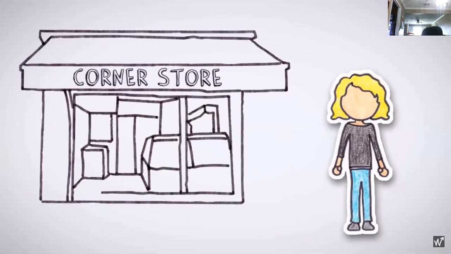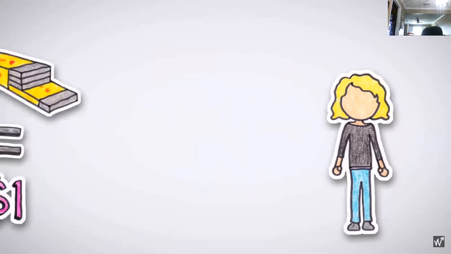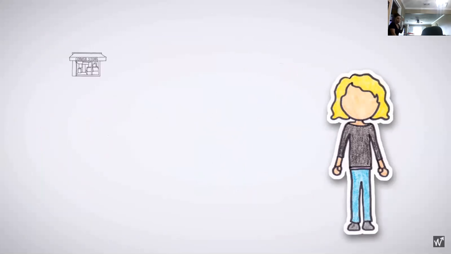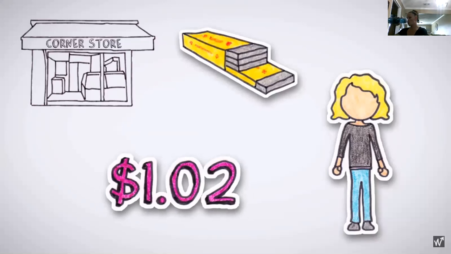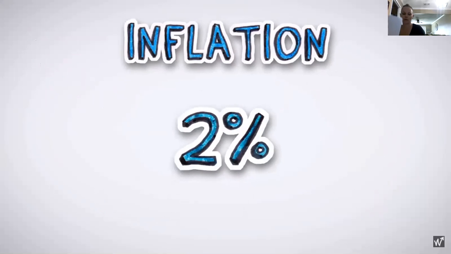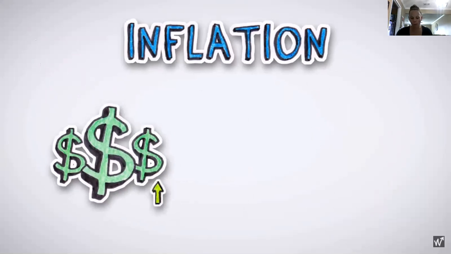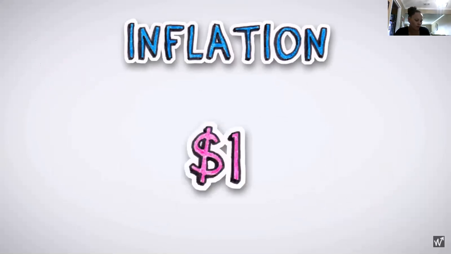Here's Claire. Claire heads over to the corner store to buy a pack of gum. That pack of gum costs Claire $1. Fast forward a year, and Claire heads to the exact same corner store and buys the exact same pack of gum. This time, though, the pack of gum costs Claire $1.02. That 2% rise in the price of the gum is inflation. Inflation causes a rise in prices and also causes the value of your money, known as purchasing power, to decrease. Claire's $1 is worth less today than it did last year.